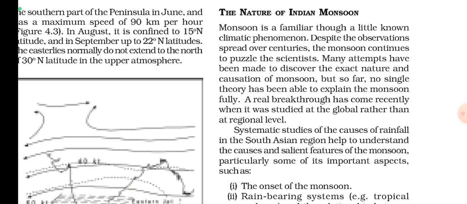Monsoon is familiar though a little known climatic phenomenon. Despite the observations spread over centuries, the monsoon continues to puzzle the scientists. Many attempts have been made to discover the exact nature and causes of monsoon, but so far no single theory has been able to explain the monsoon fully. A real breakthrough has come recently when it was studied at the global rather than at regional level.